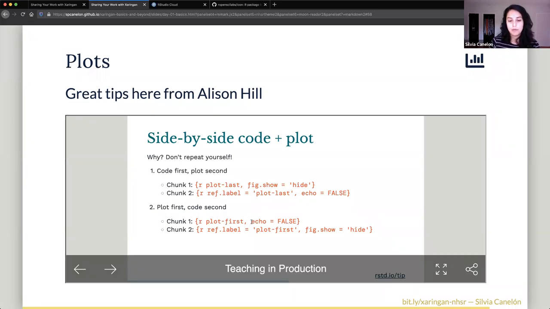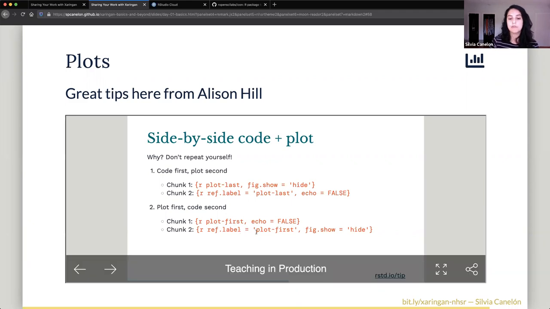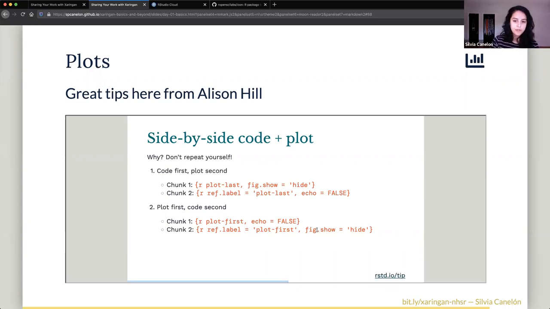And then you would hide that one, and you would just let it show the output. And then after that, in the next chunk, you would refer to that first one, but hide the output. So depending on what you want to do, there are a few tricks that you can use for that.